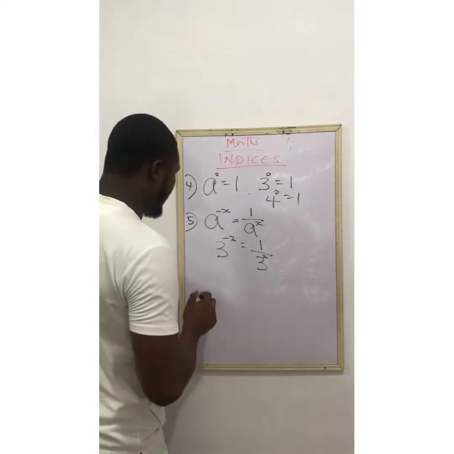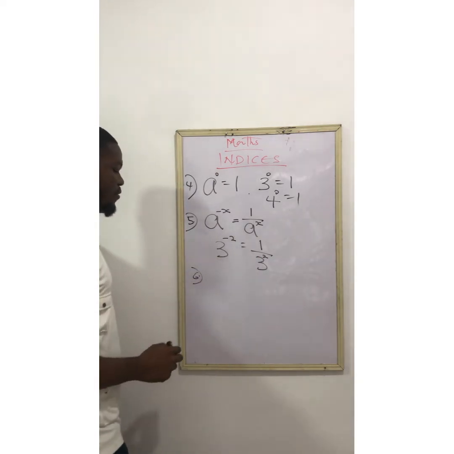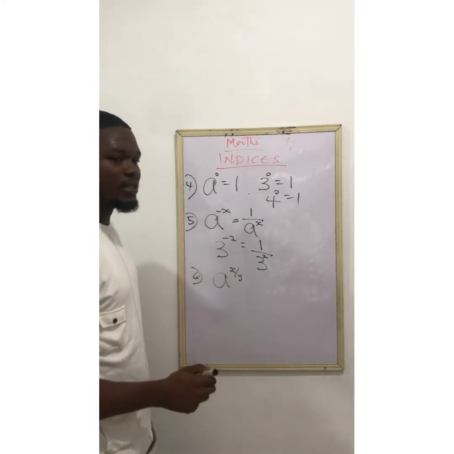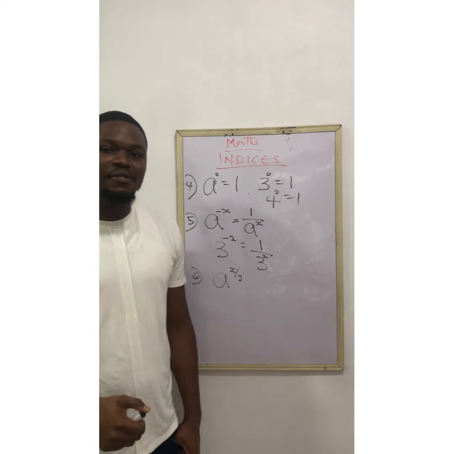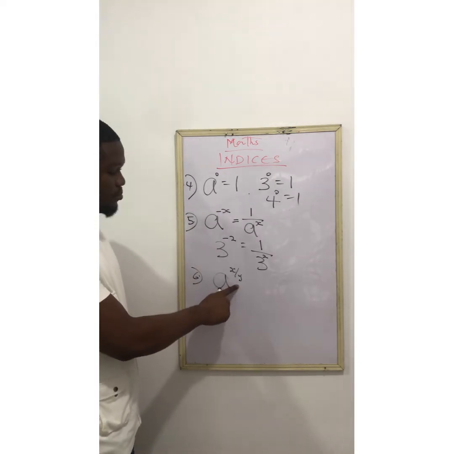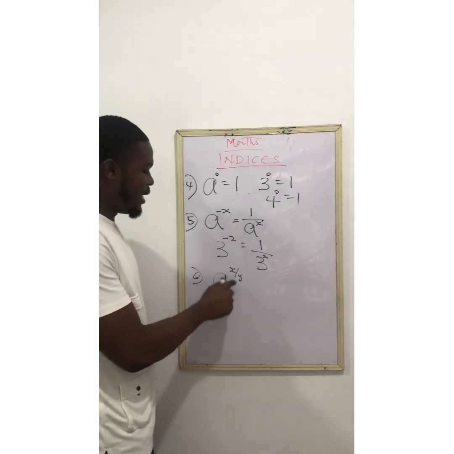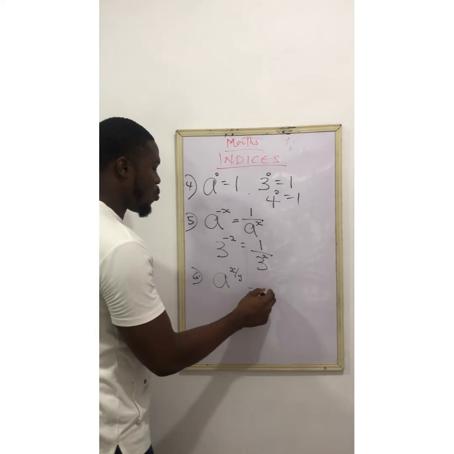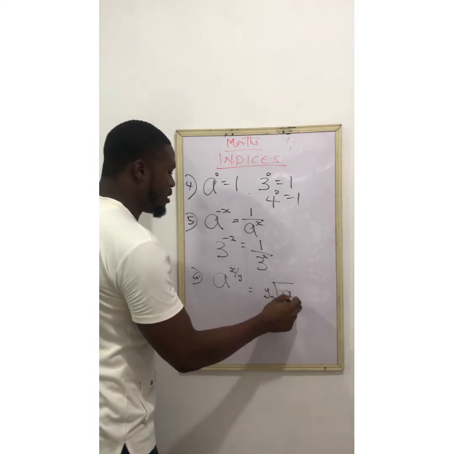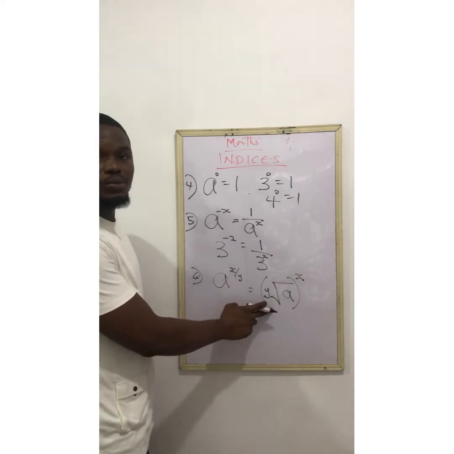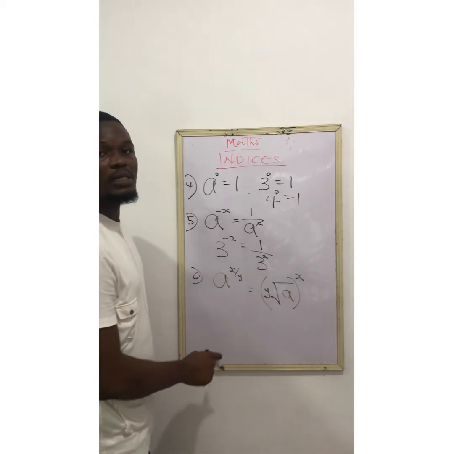And number 6, if you have a raised to the power of x over y, there are times when the index or the power is a fraction. In this case, the denominator of the index becomes the root sign, and the one up is the power. So you have the y-th root of a raised to the power of x. The one down is the root, and the one up is the index.